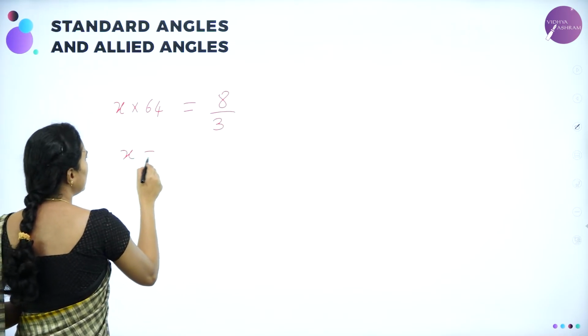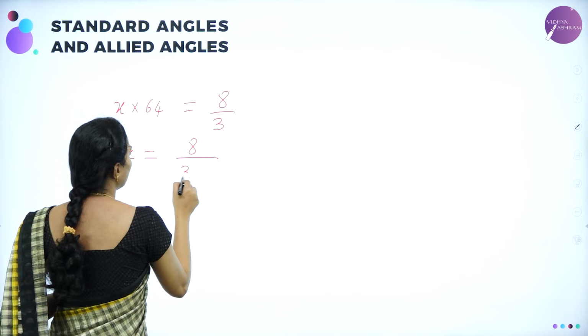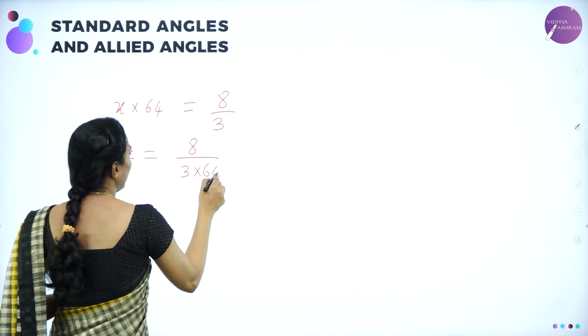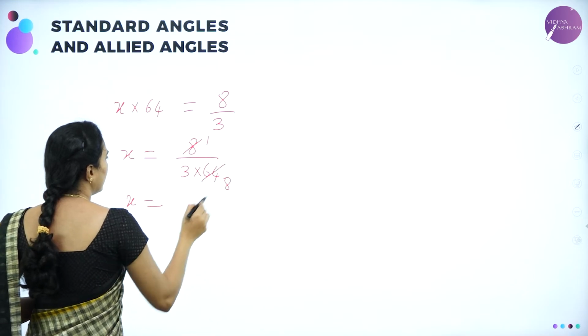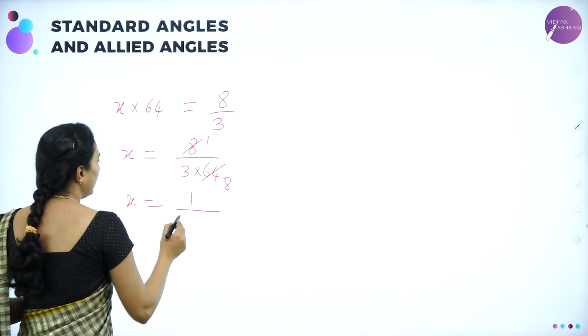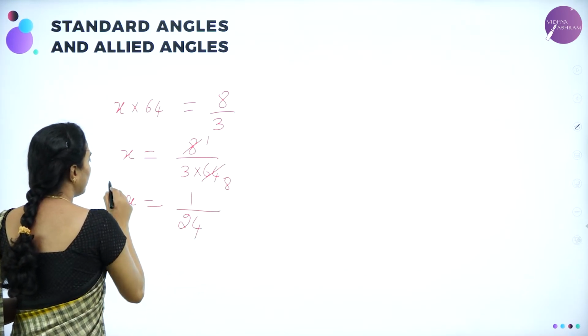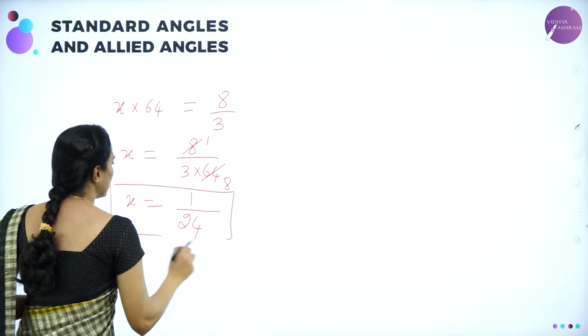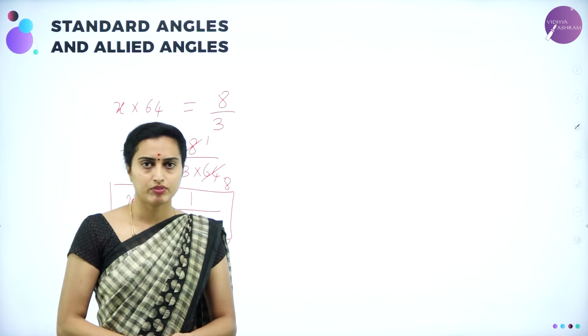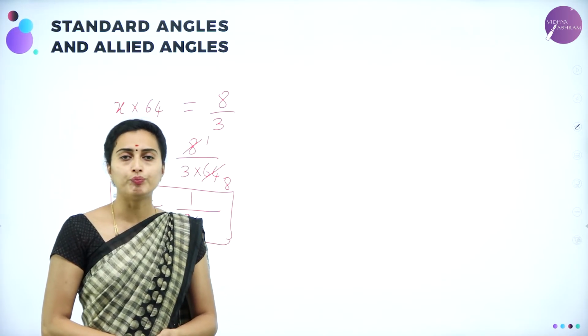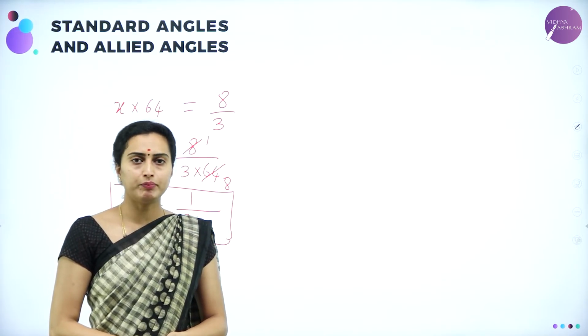Otherwise, x will be equal to 8 divided by 3 into 64. Now again, x will be equal to 8 1s are 8, 8s are. So 1 divided by 8 3s are, you are having 24. So the value of x is nothing but 1 divided by 24 in this case. I hope you got this also. We'll move on to the next problem, dears.